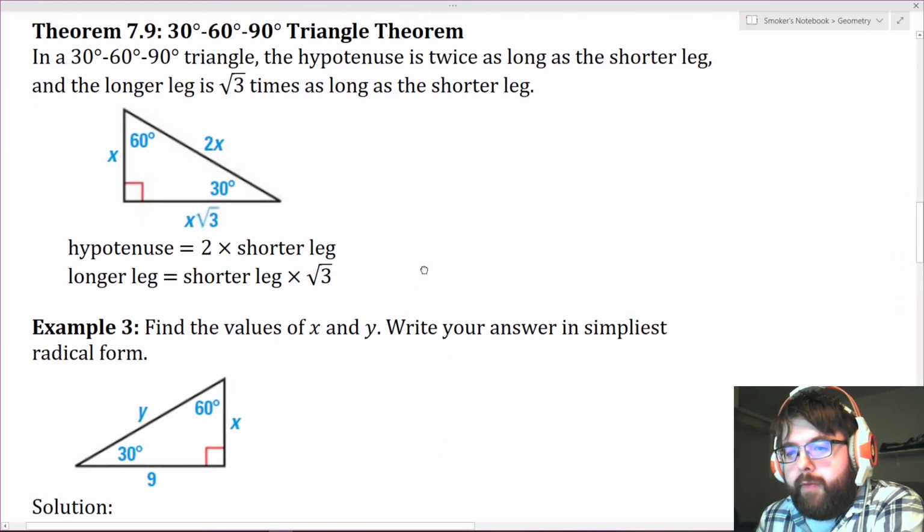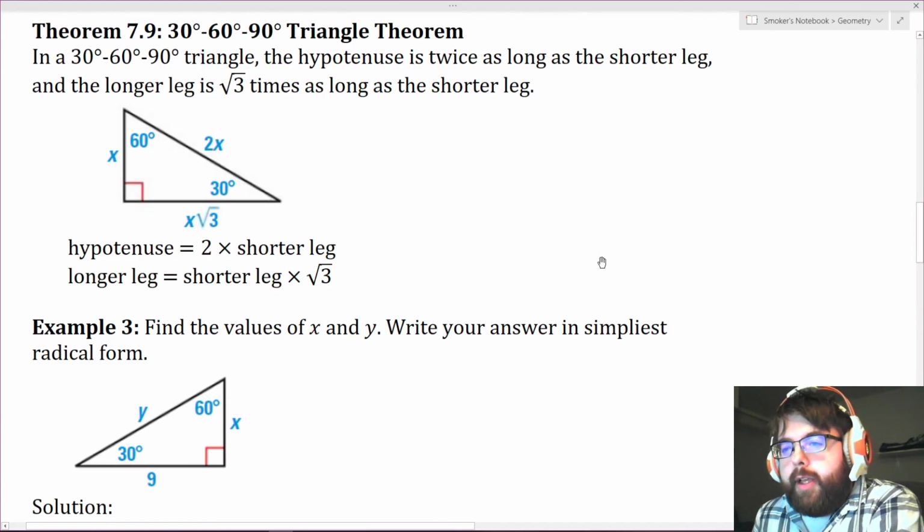Example 3. Ready for example 3? All right, so 30, 60, 90. There we have it, 30, 60, and 90. And they give us this 9 down here, and they ask us for x and y. So x is across from the 30. That makes x the shortest leg, or the shorter leg. Okay. 9 is across the 60. That makes 9 the longer leg.